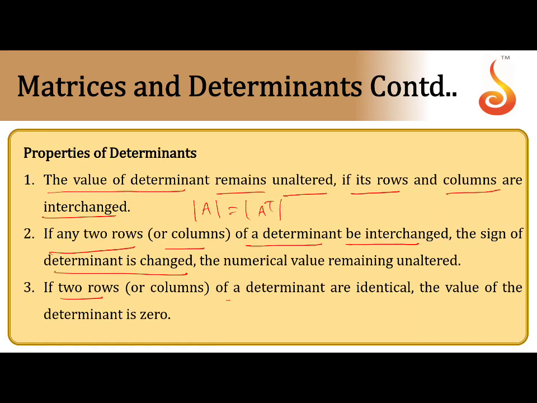If two rows of a determinant are identical, then the value of the determinant is 0. Without expanding, after looking at the determinant, if two columns or two rows are identical, the value of the determinant is 0. Directly you can write it without solving. For example: 1, 1, 1, 2, 3, 4, 1, 1, 1. This equals 0 since R1 equals R3: the third row and first row are equal. Without solving, you can get it. If you want to solve, you can, and you get the final answer 0.